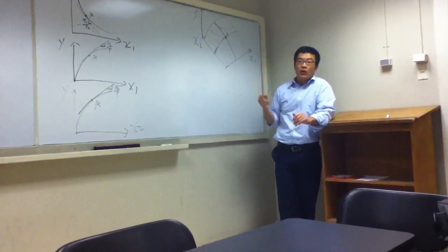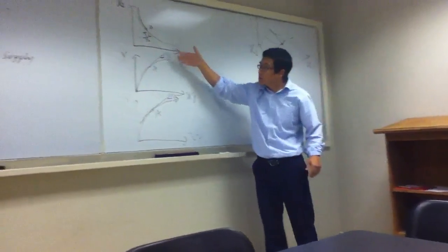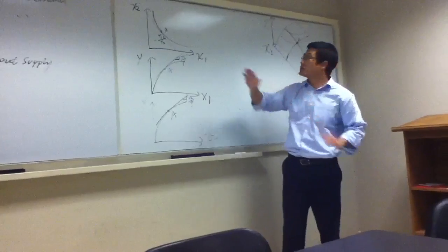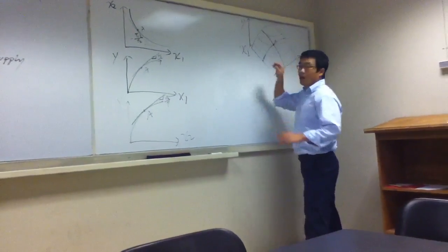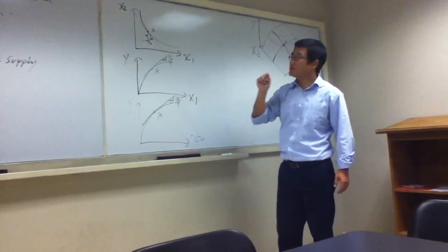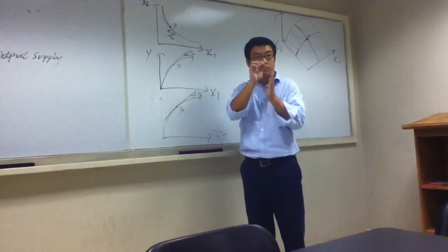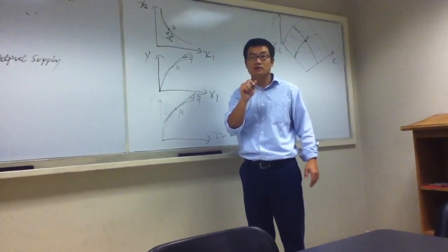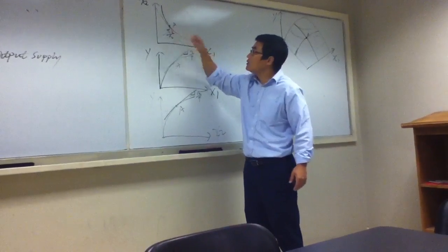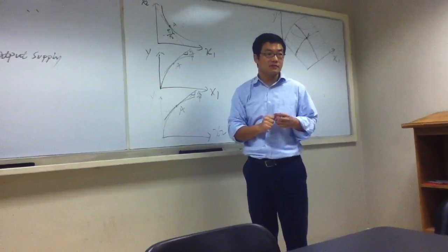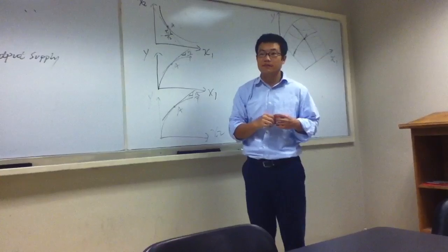This picked point must have the following three properties. One is, on that particular isoquant, the factor price ratio determines which point you pick on that isoquant. The RTS must be equal to the factor price ratio.